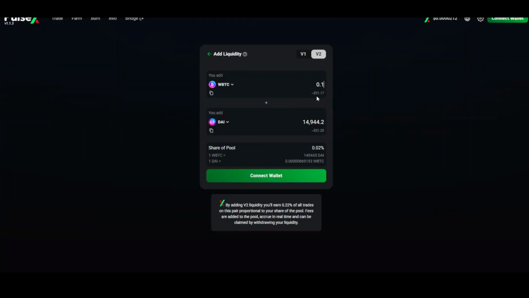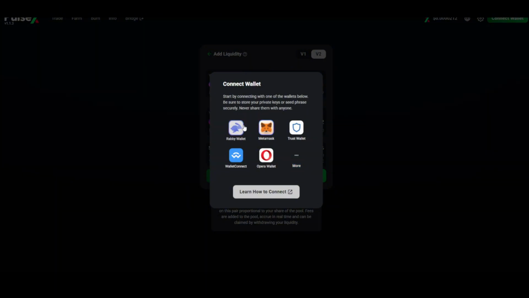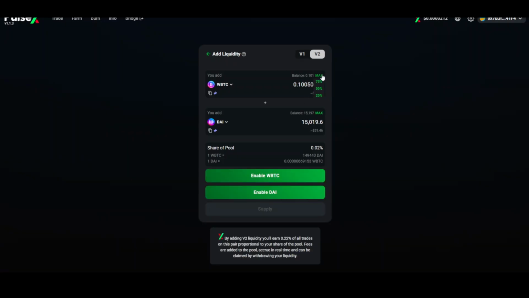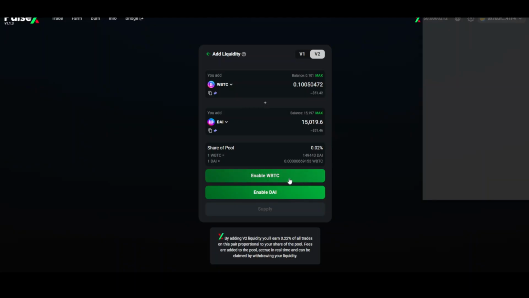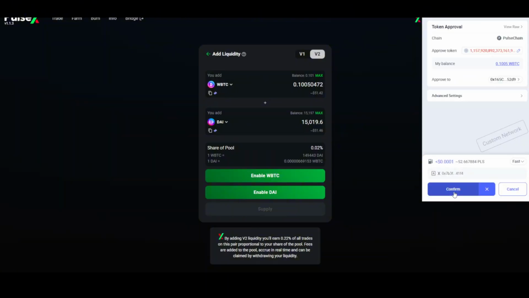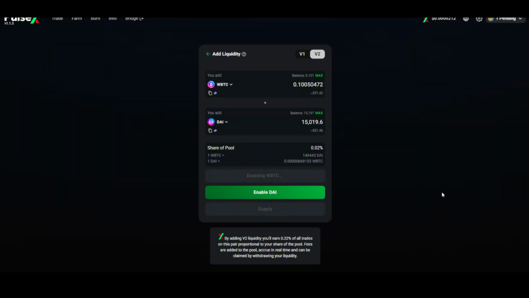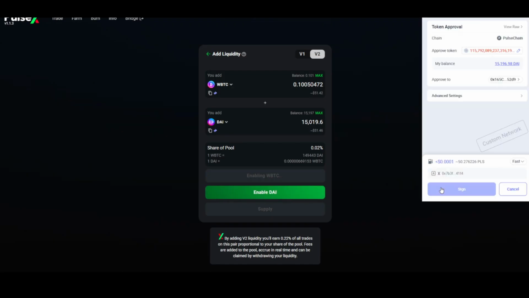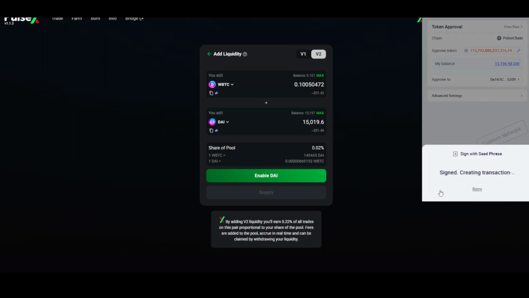So now we go here. We connect the wallet. Boom. And you can see that we're just waiting for the DAI to come through on the transaction. Let's do max. And we have just enough DAI. So now we're going to enable everything. Enable. This is perfect for a newbie because this is a brand new wallet. I never touched it besides sending it some Pulse.